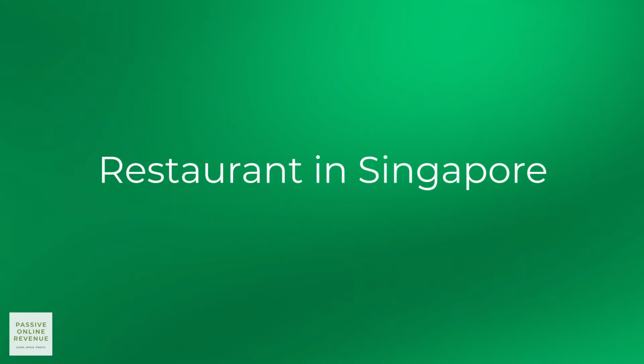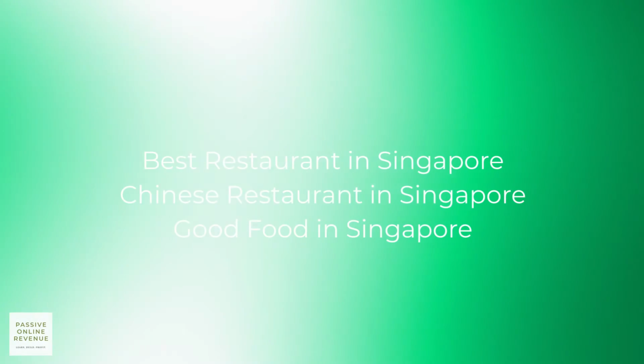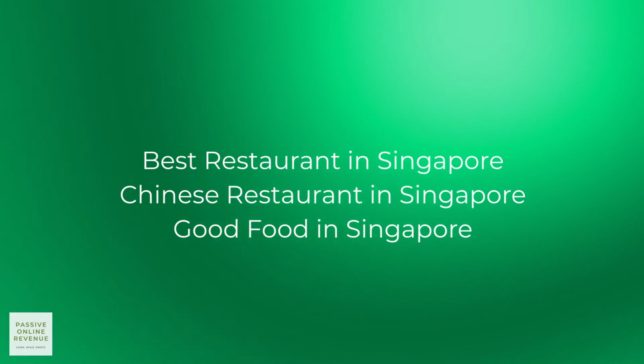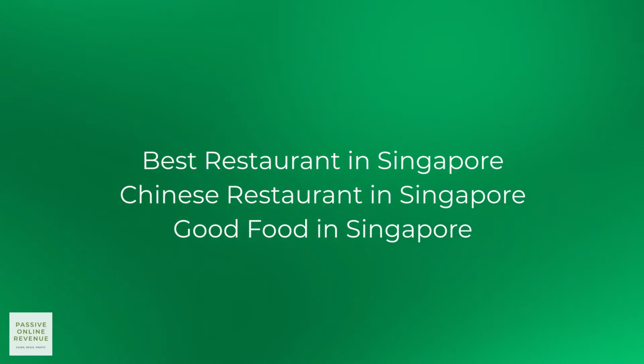For example, if you type the keyword restaurant in Singapore, the keyword tool will show you how many people are using this search term, what is the competition for this keyword, and many other useful data. In addition, it will show you suggestions such as best restaurant in Singapore, Chinese restaurant in Singapore, good food in Singapore, etc. These will also show the traffic, competition, and other data. The data is to help you decide if the first keyword that you intend to use is perfect, or maybe one of these other suggestions in the list is a better choice.